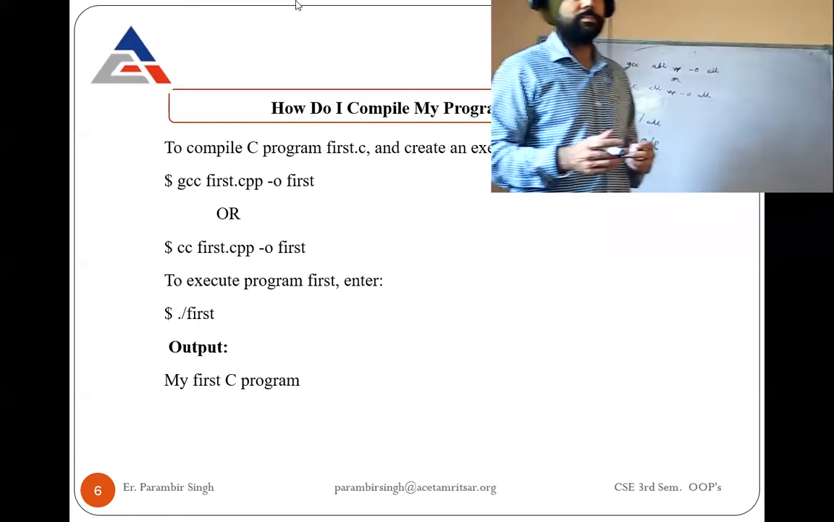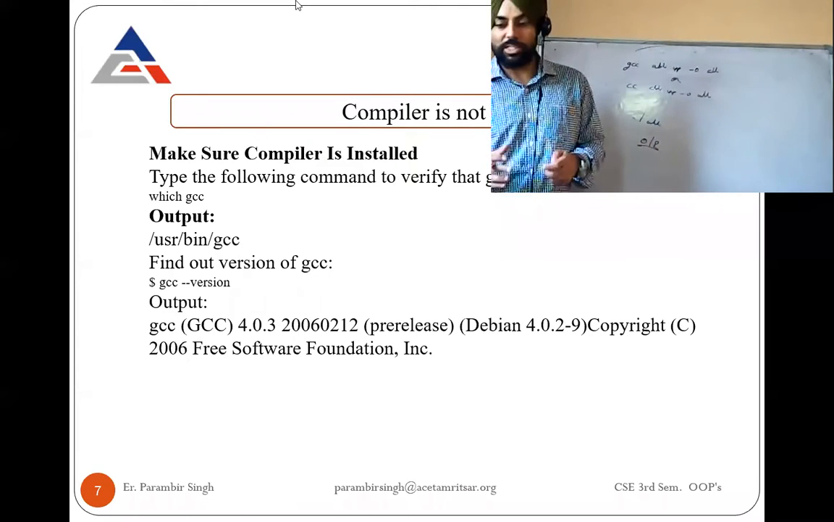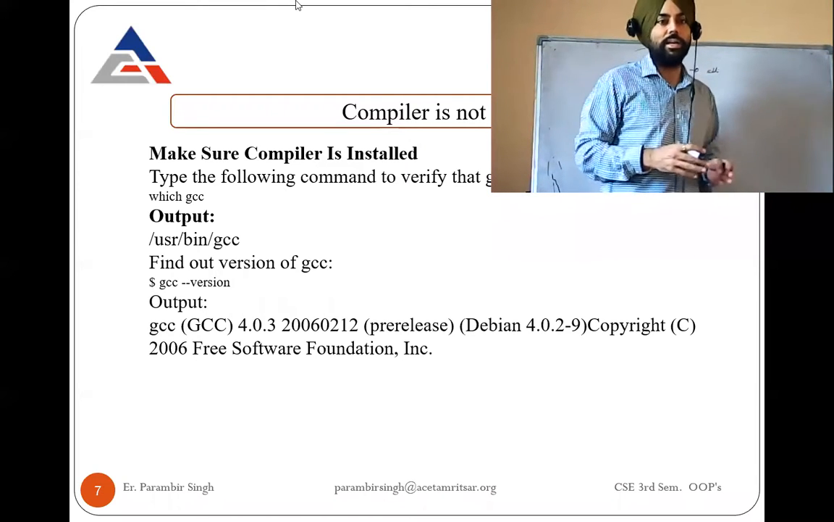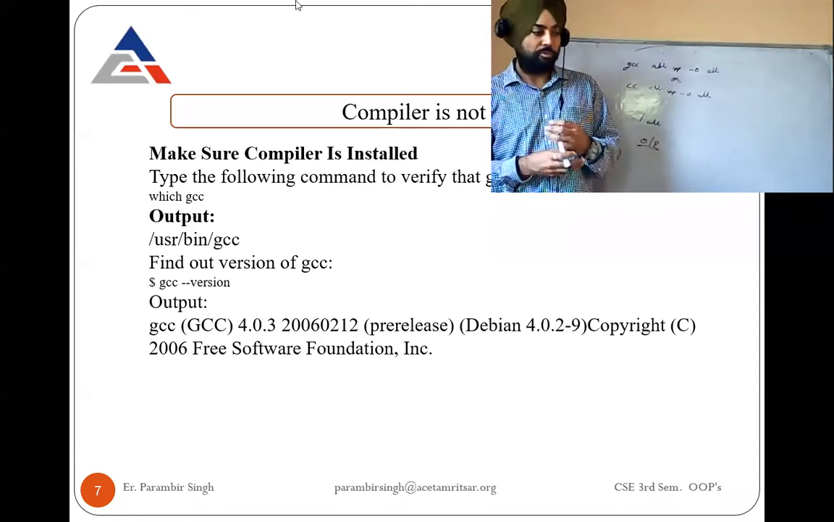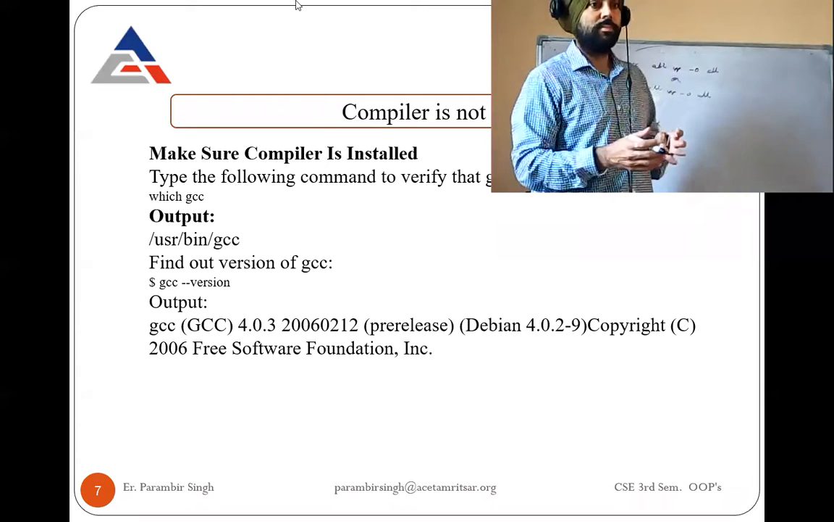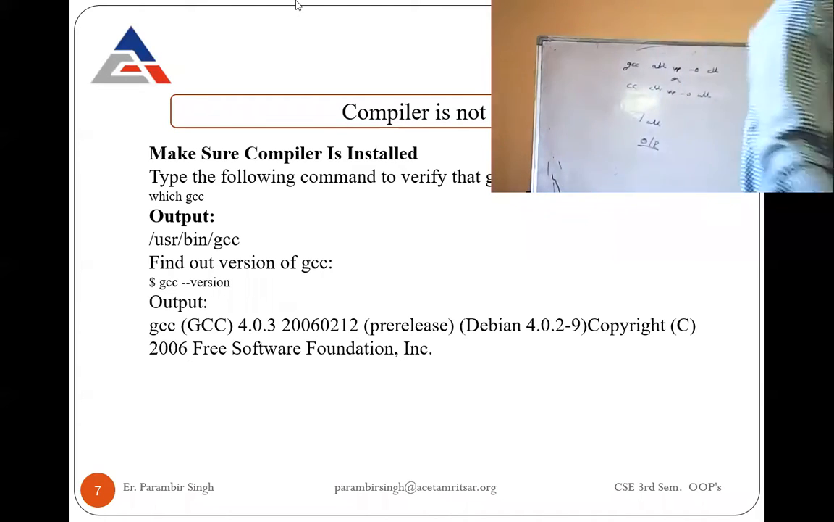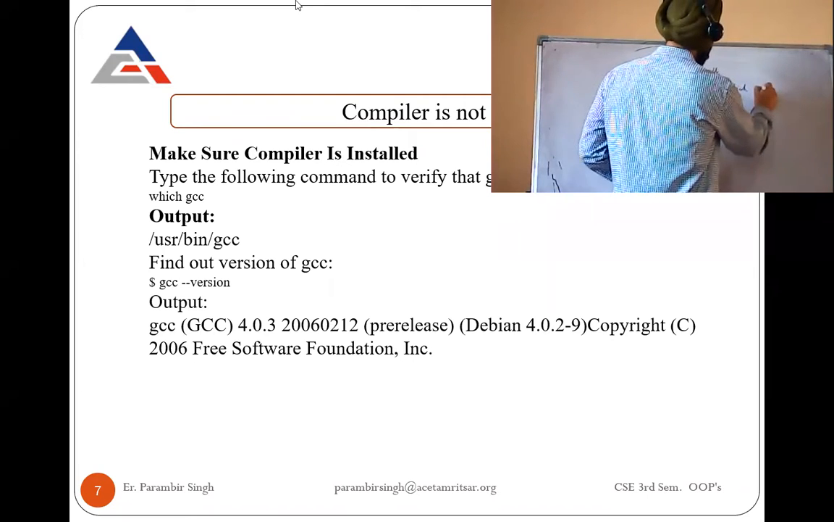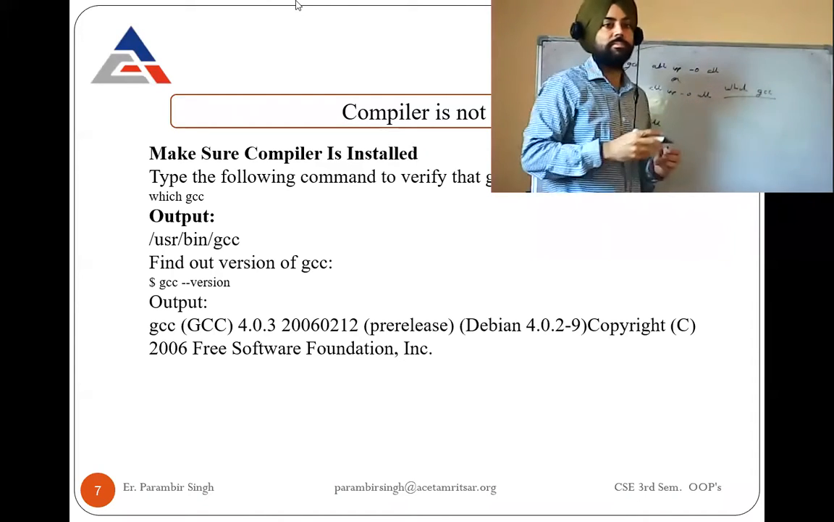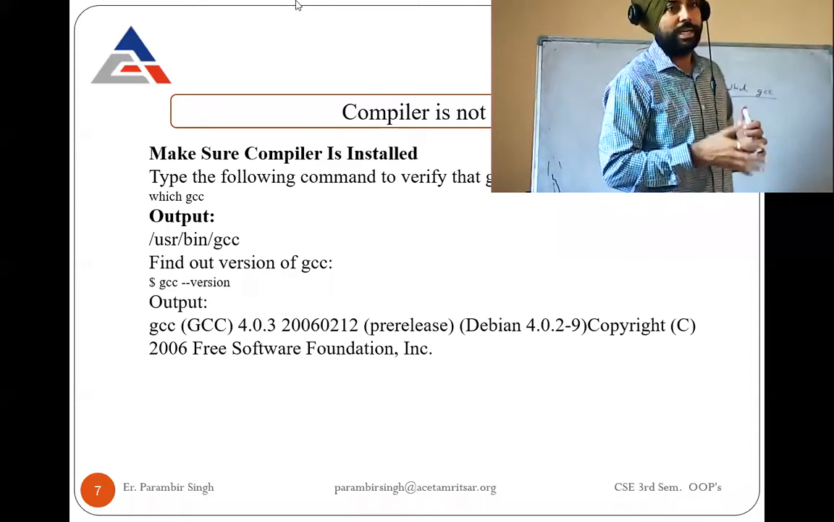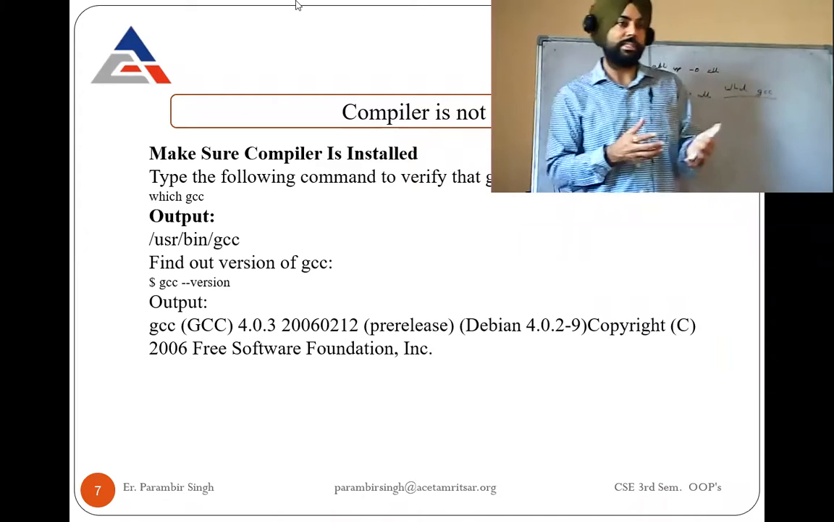So next we have, if the compiler is not working. That means make sure your compiler is installed. If the compiler is missing, how can we check the compiler? You just type the following command: which gcc. So which gcc tells the complete information about the compiler. It tells the complete directory where it is exactly.